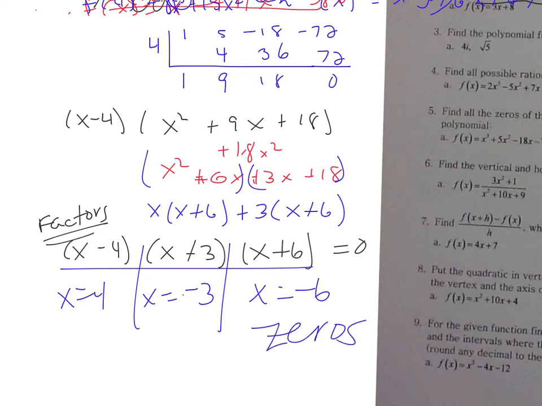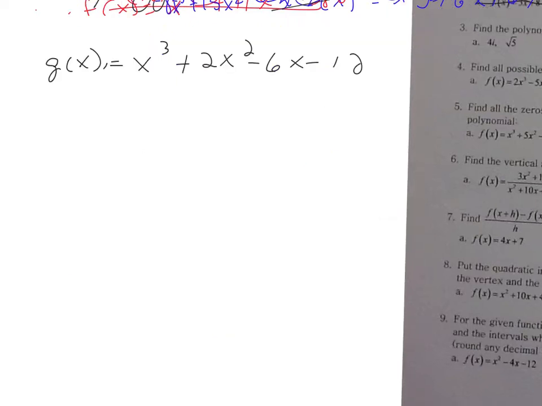Okay, let's try 5b, sorry. Okay, so 5b is g of x is equal to x to the third plus 2x squared minus 6x minus 12. So my possible rational zeros are positive negative 1, positive negative 2, positive negative 3, positive negative 4, positive negative 6, positive negative 12.